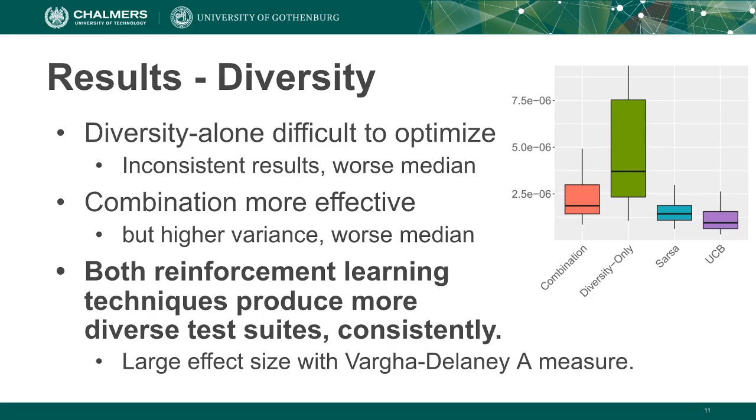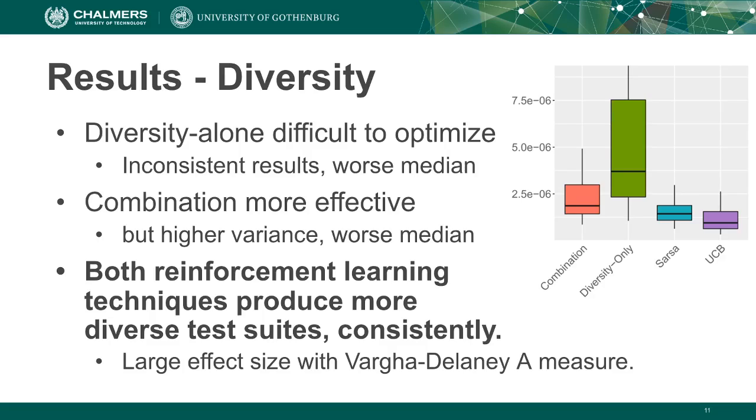Second, we look at the combination of all 8 fitness functions. Now this attains more stable results with a better median. It is a better approach than diversity alone. It offers additional feedback, right? By adding these additional fitness functions, we give the test generation framework detailed feedback, leading to improvements in the final score. Now, however, both reinforcement learning approaches outperform the static approaches.